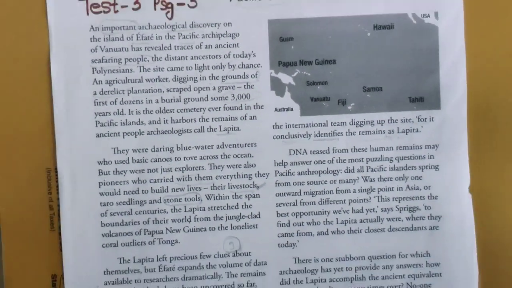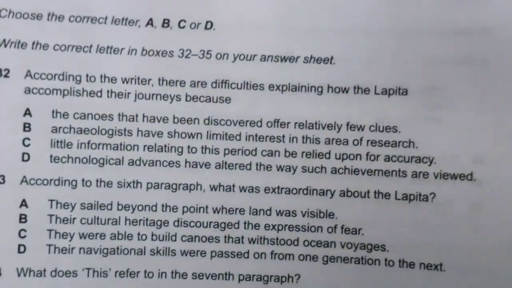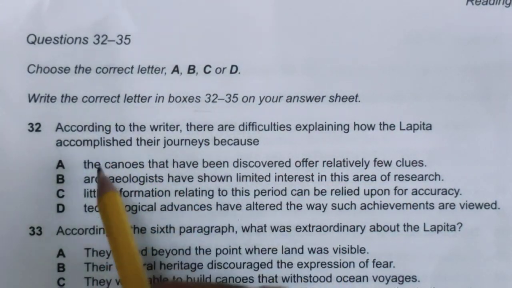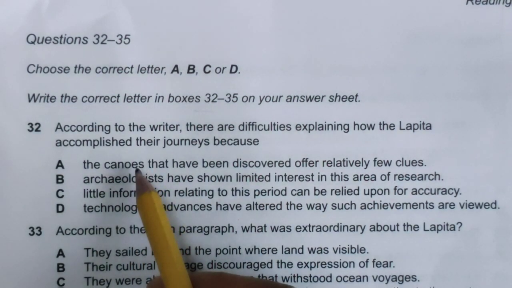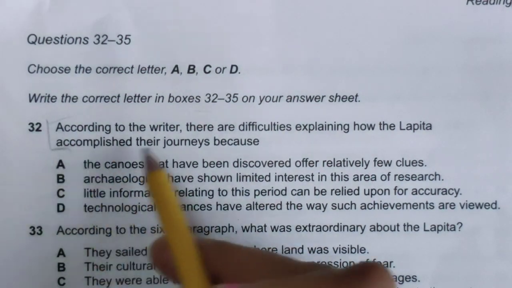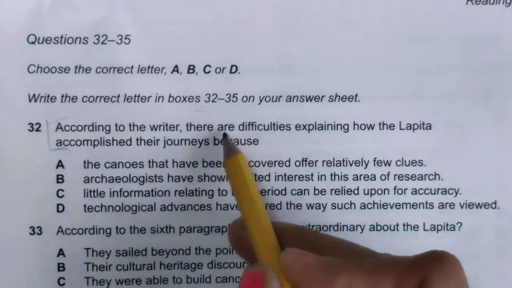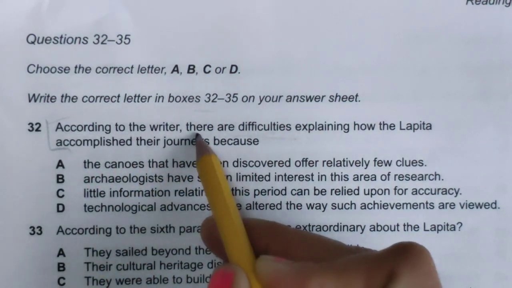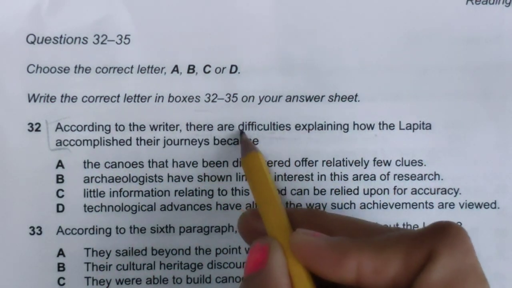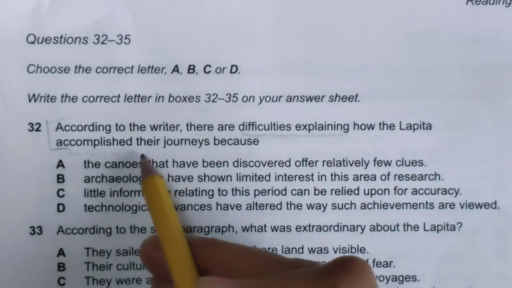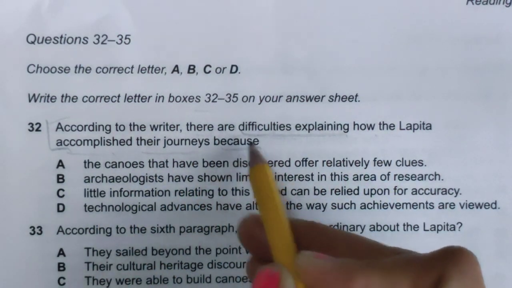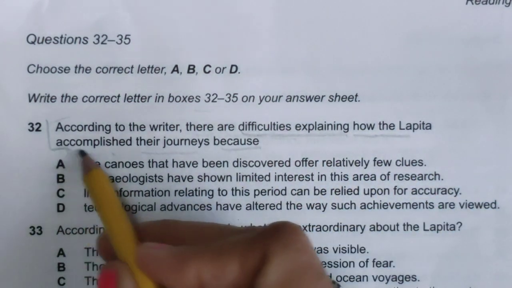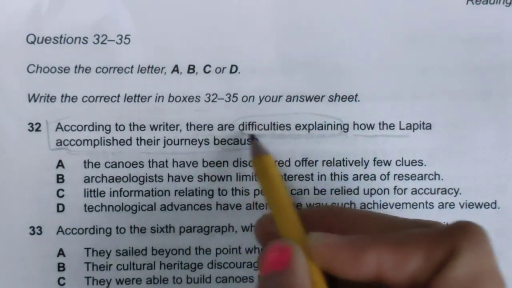So now we have second type of questions, MCQ. So just do it properly. I mean to say, just focus on the question first. First you read and understand that question, what they are demanding and where they are demanding. Now according to the writer, there are difficulties explaining how the Lapita accomplished their journeys, because they are just finding the answer for how Lapita accomplished their journeys.